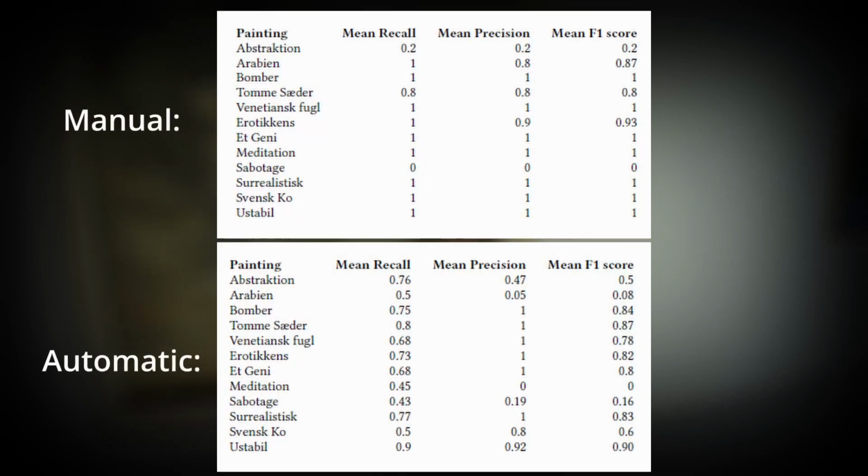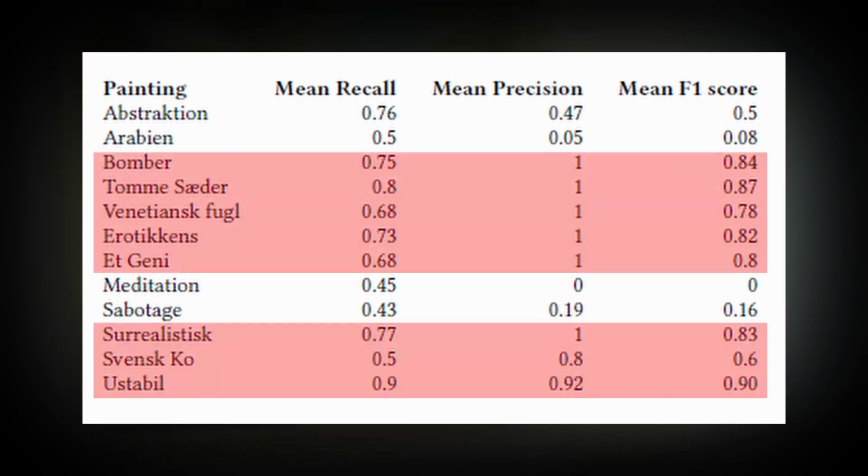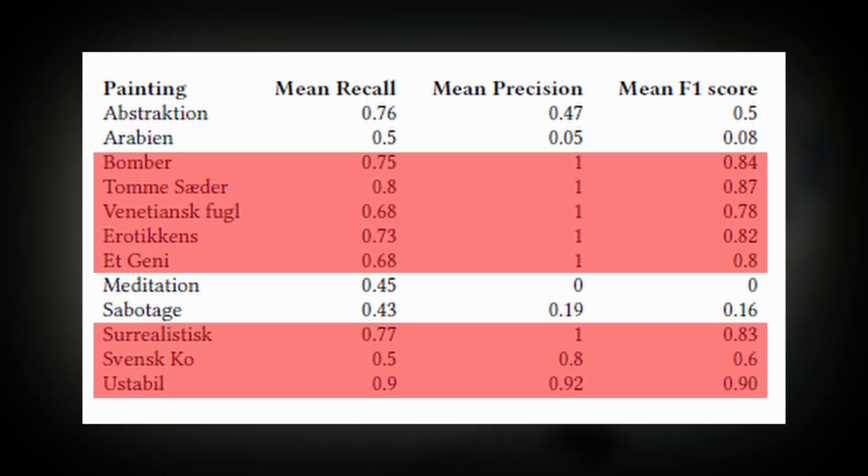A comparison between the results of manual and automatic recognition of paintings was performed, and found that overall, the automatic event creation fell short of a satisfactory performance. The majority of the paintings achieved F1 scores above 0.6, which indicates that 60% of the time, these paintings were found at the accurate timestamps.